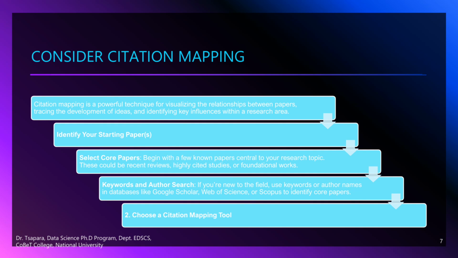Tools like VOSviewer or Citation Gecko will help you visually explore networks of influence, see clusters of related research, and identify gaps or underexplored areas. Citation mapping is not only helpful for research, it's also a great way to discover how your proposed study fits into the broader academic conversation.